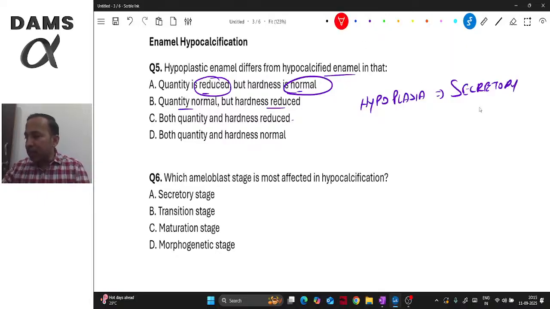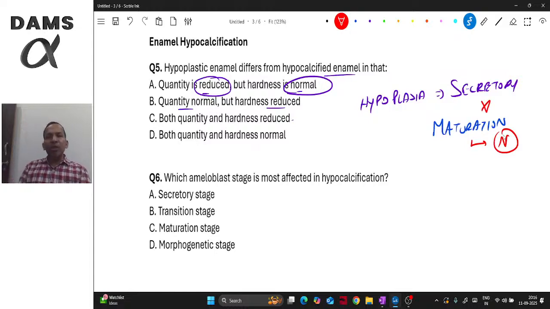So in hypoplasia the secretory stage is defective, but maturation is normal, isn't it? So whatever amount of enamel is formed would calcify normally, so that would have normal hardness, though the enamel itself will appear deficient. Why? Because there is a defect in the secretory stage, so a lesser amount of enamel is formed. Is it clear? So it's not option B, it is option A, that is quantity is reduced but hardness is normal.